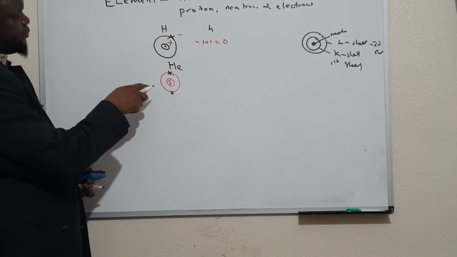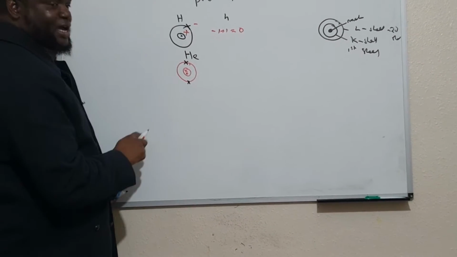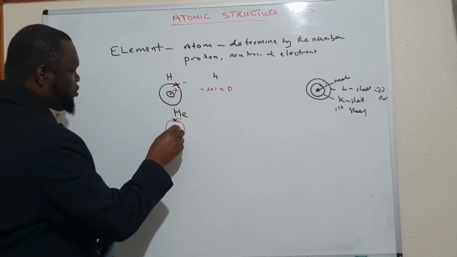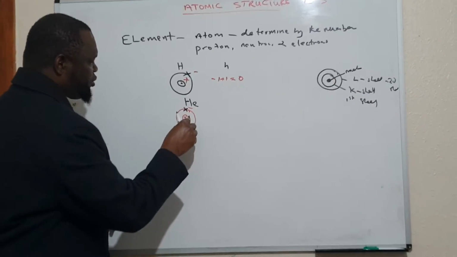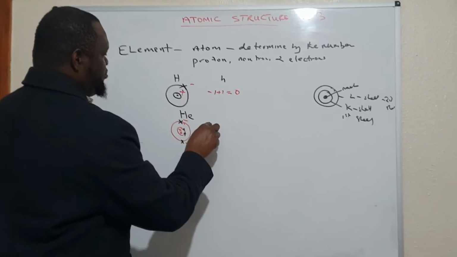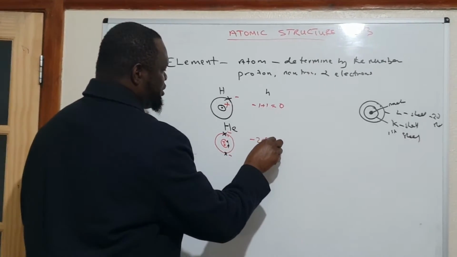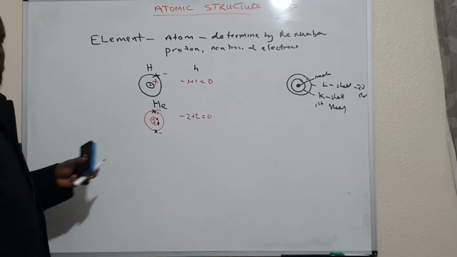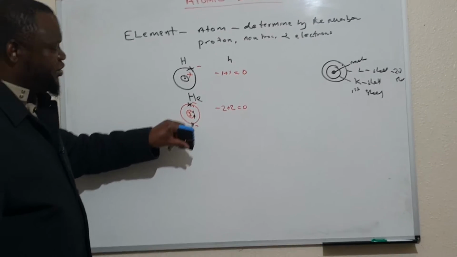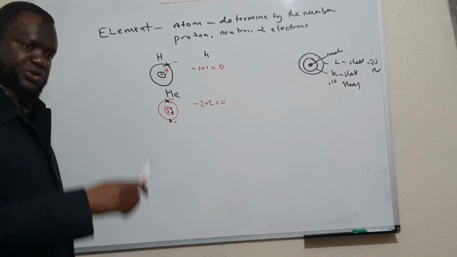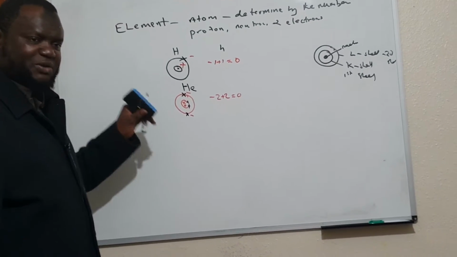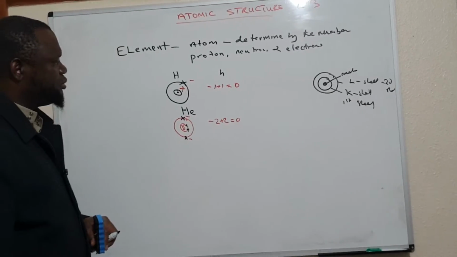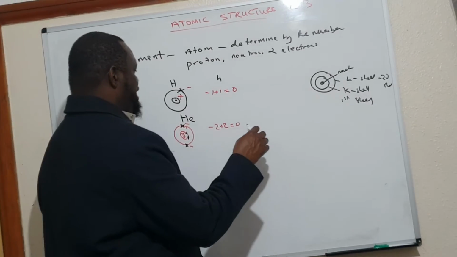Now, helium has 2 protons and 2 electrons. So minus 2 plus 2 is equal to 0. Do you understand? That's why when they give you the number of protons inside the nucleus, you must automatically know that the same number of electrons will be in the shells.